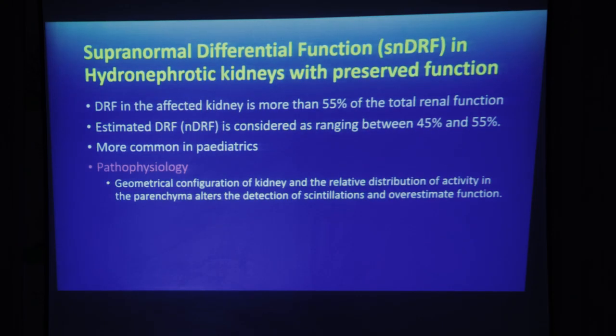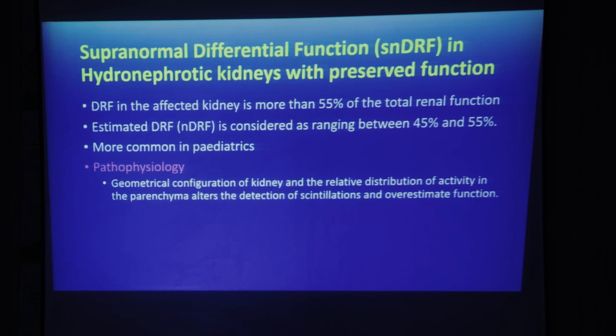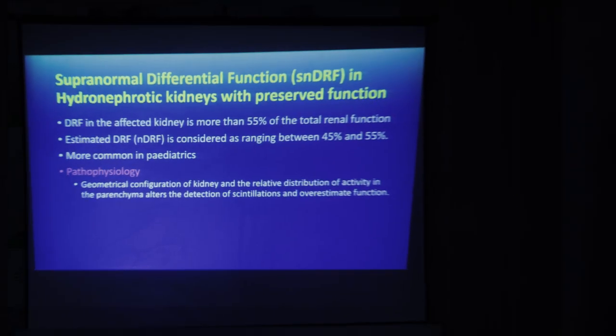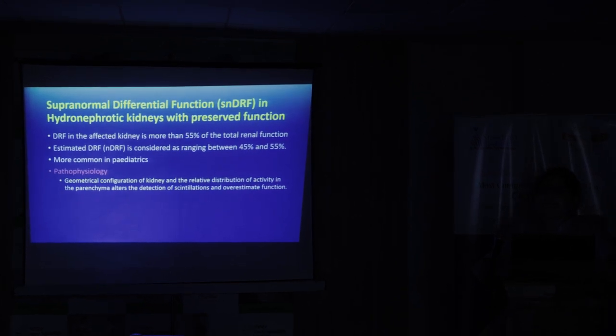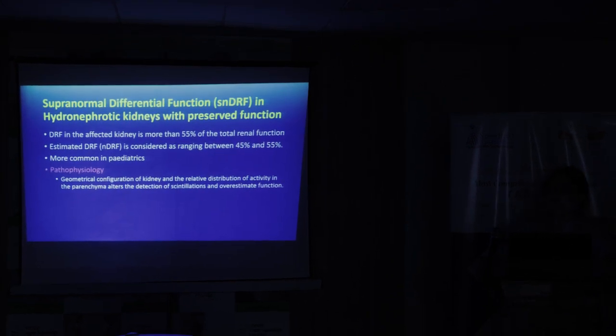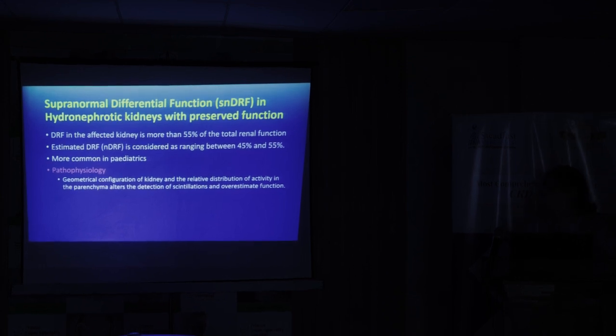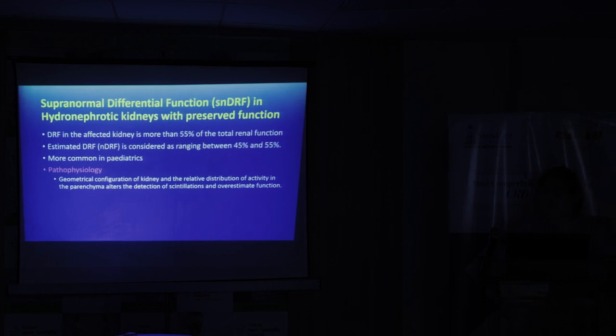So sometimes you have this situation where you have a supranormal differential function. So in kidneys which are normal functioning but which have got a large capacious pelvis, your pre-op or your baseline assessment may actually overestimate the contributory function, and this is nothing but just a partial volume. It's an artifact which happens.